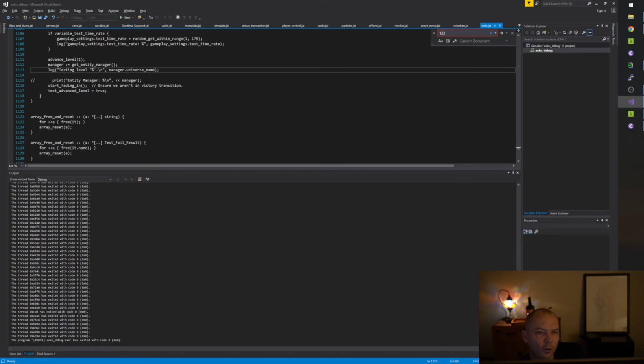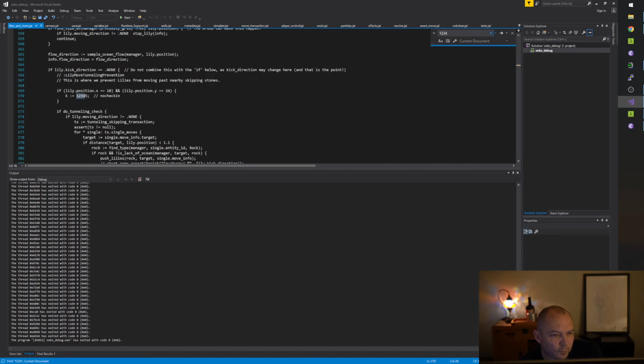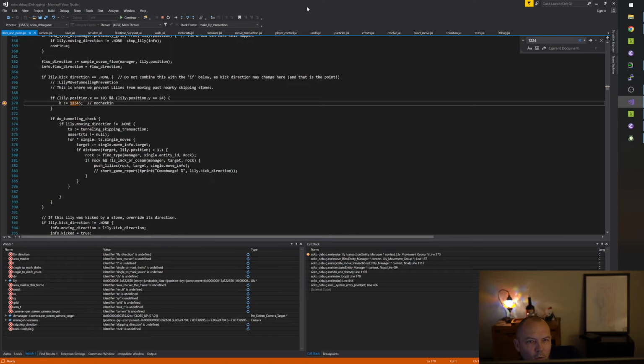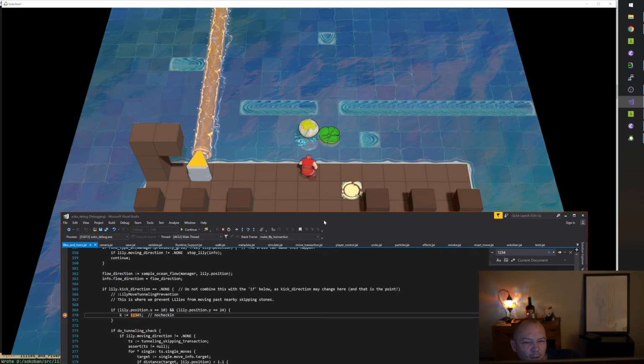Okay, so here we're going to set our breakpoint. We're just going to watch it happen without the test. Actually, no, let's not do that. That'll be annoying. Test. Boop. Okay, what does it look like on the screen? Okay, what it looks like.